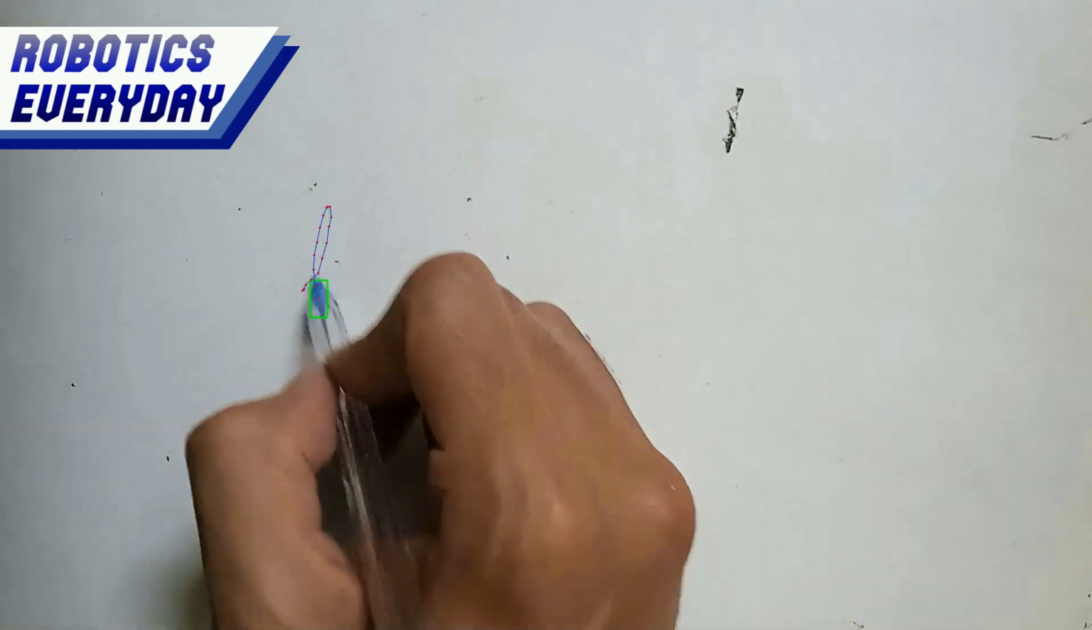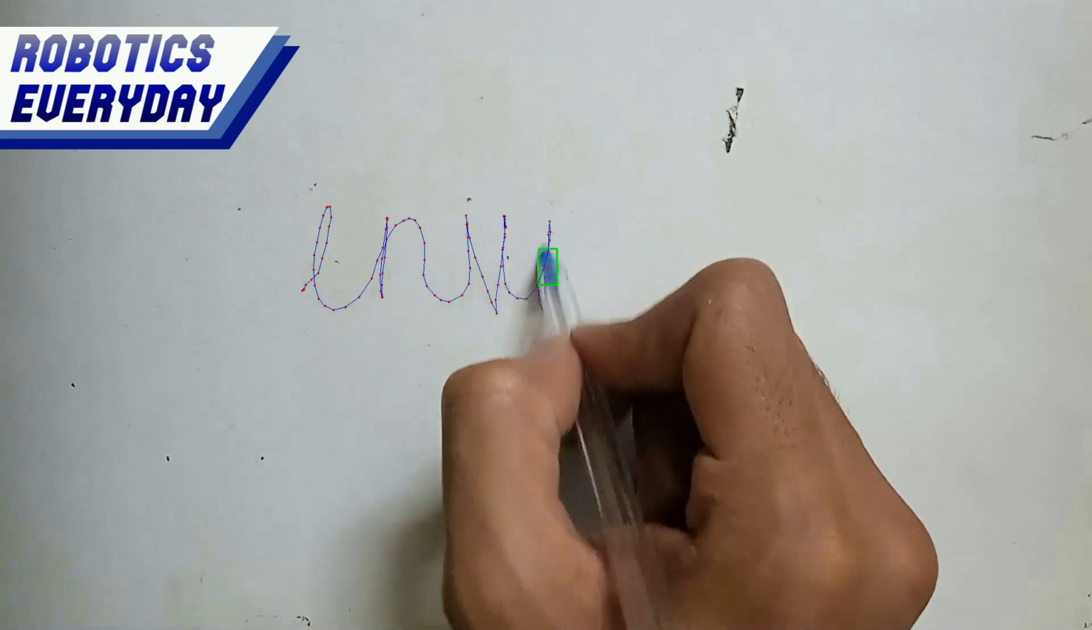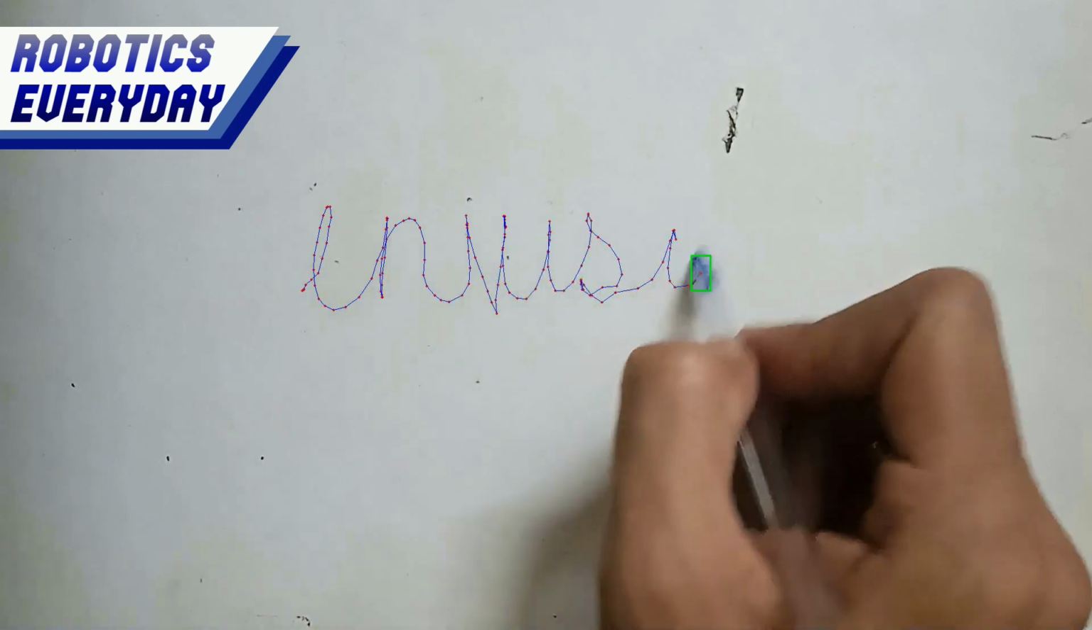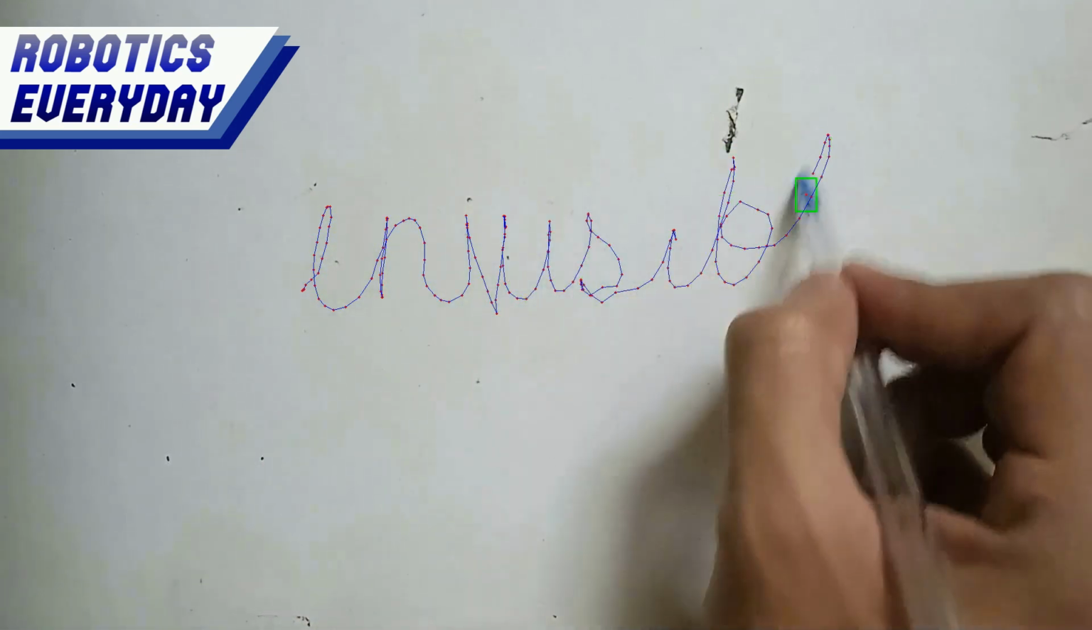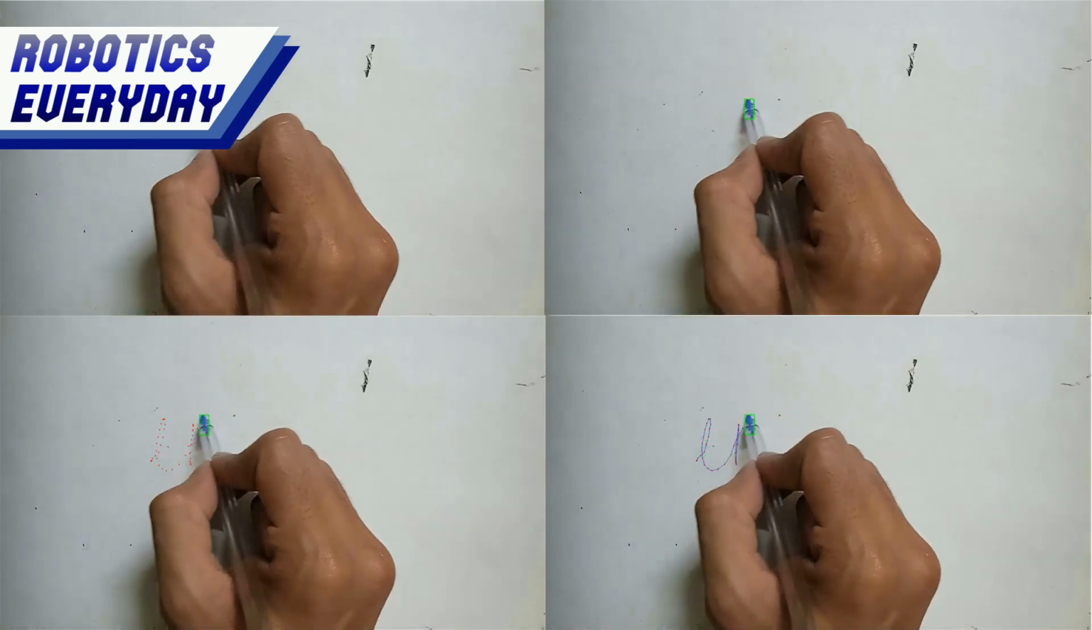We have drawn a blue line to join all the red dots to understand what has been written. And that's how we have tracked and got to know what was written by invisible ink.